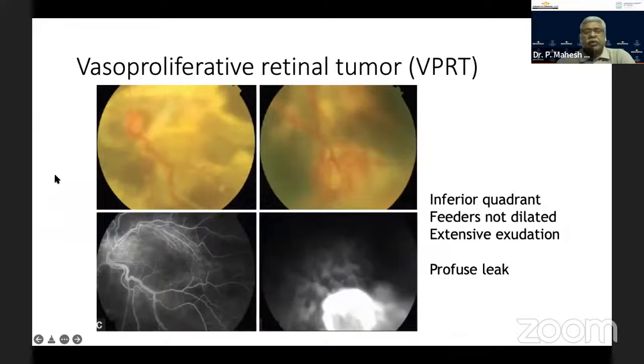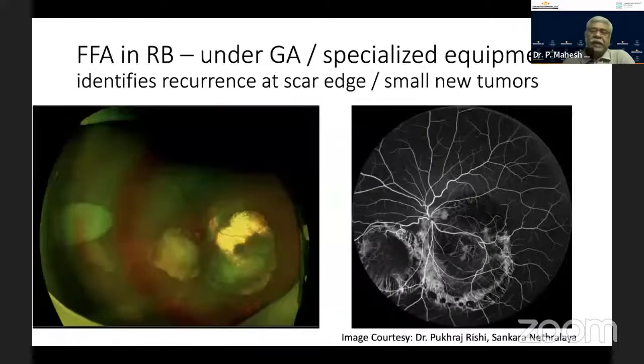Yet another vascular tumor involving the retina is a vasoproliferative tumor. This once again has vessels which are feeding a yellow-white tumor, usually situated in the inferior periphery. The vessels are not too dilated, but you can see the extensive exudation. And they do leak profusely, and a fundus fluorescein angiogram can help pick up these lesions as well.